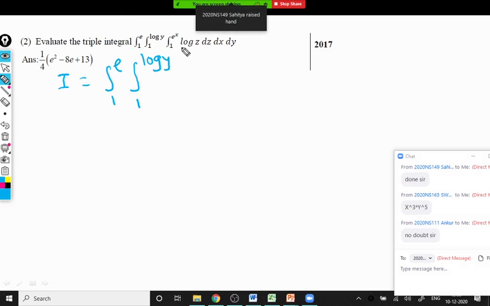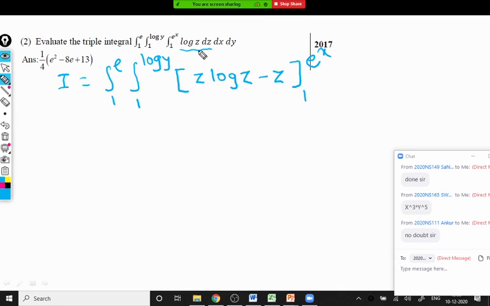What is the integration of log z dz? So we will use by parts. Correct, but you can directly remember it as a formula also. Integration of log z is z log z minus z. Directly this is a formula we can use, otherwise you can use the by parts rule.